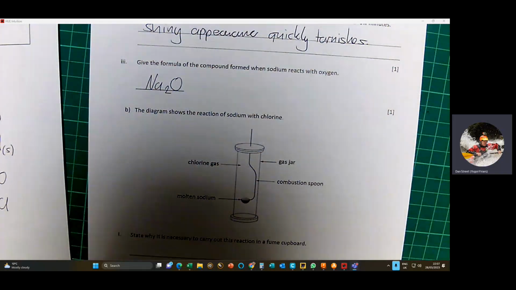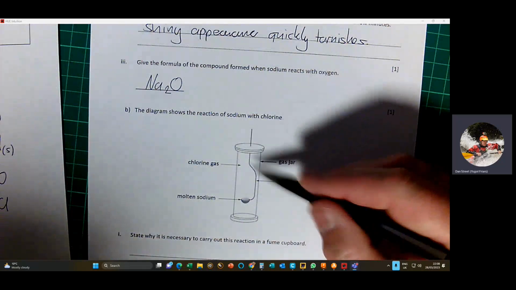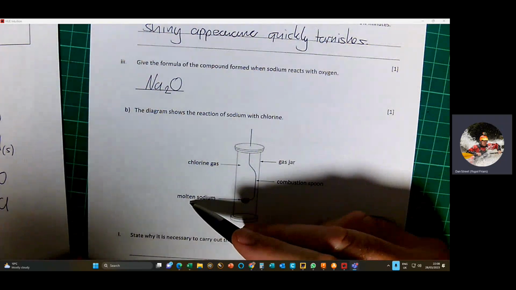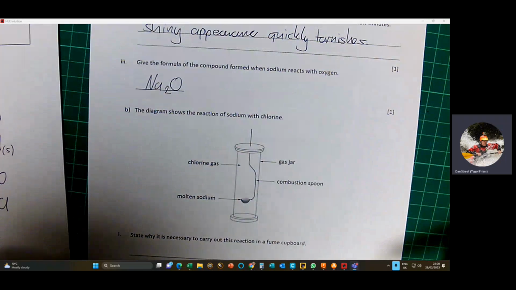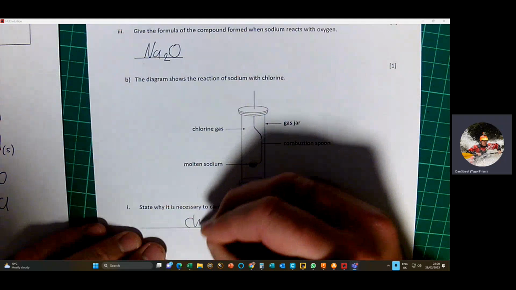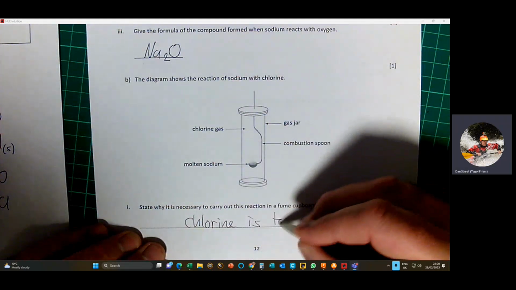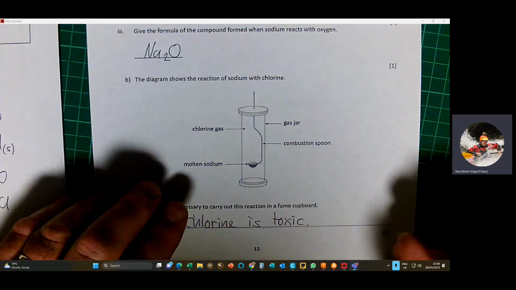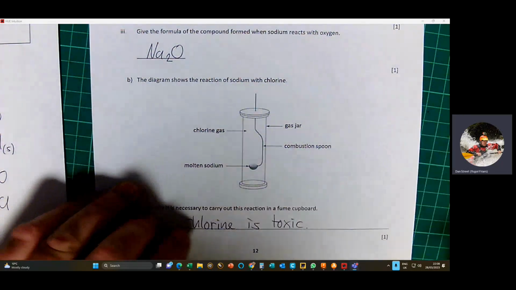Moving on, the diagram shows the reaction of sodium with chlorine. Okay, so it happens inside a gas jar with a combustion spoon, or deflagrating spoon it's sometimes called. And the molten sodium is produced by heating the sodium in a Bunsen burner flame before plunging it into the chlorine gas. Why is it necessary to carry out the reaction in a fume cupboard? Well, that's because chlorine is toxic. And if you breathe it in, it will be a very bad day. Okay, so chlorine is toxic, so it has to be done in a fume cupboard, which sucks the chlorine away if it escapes out of the laboratory.